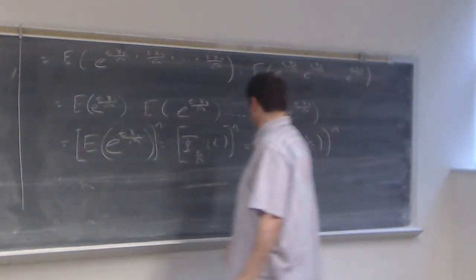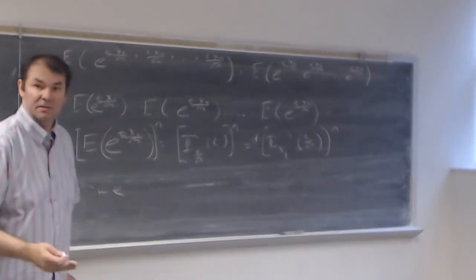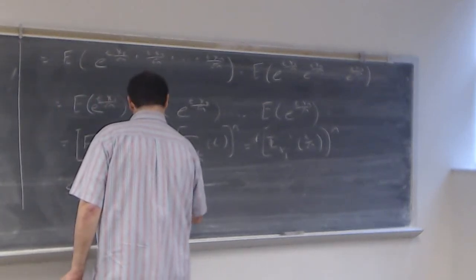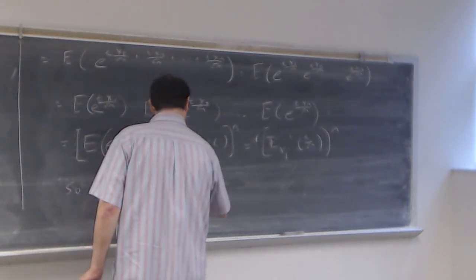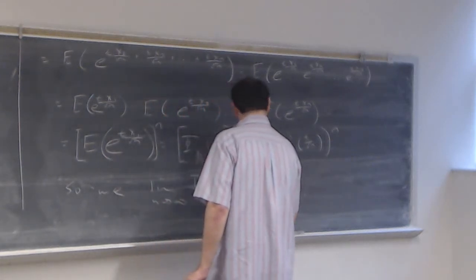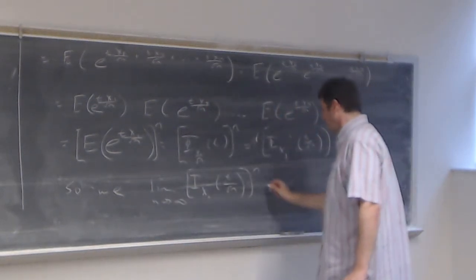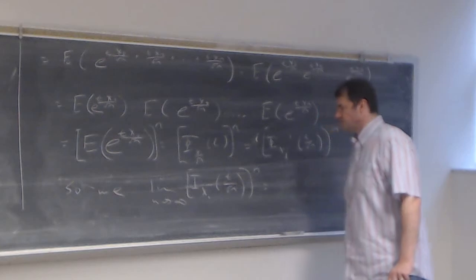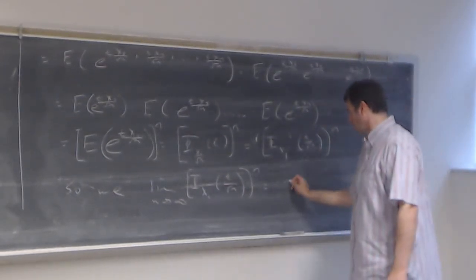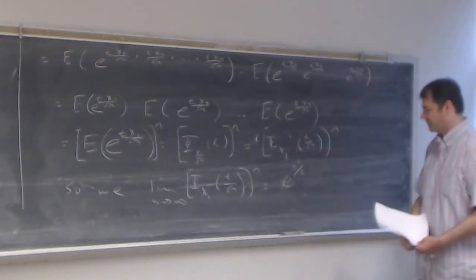So what we want to do, in using the lemma to get the result of the central limit theorem, is show that the limit as n goes to infinity of phi sub x_i of t over the square root of n, raised to the nth power of this quantity, equals the moment generating function for the standard normal, which was e to the t squared over 2. That's what we want to show.